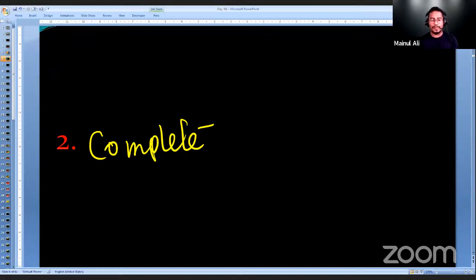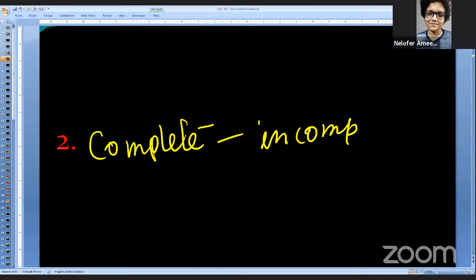Okay, complete. Of course, you have to write incomplete. Fine, incomplete. Now, what you need to do? Make a sentence. Make a sentence using complete and incomplete to show the differences.